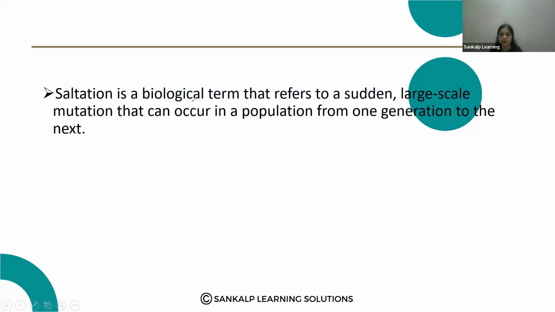Saltation is a biological term that refers to a sudden large scale mutation that can occur in a population from one generation to the next. So that is the sudden mutation, sudden large scale mutation. In simple words, sudden large scale mutation is called a saltation.